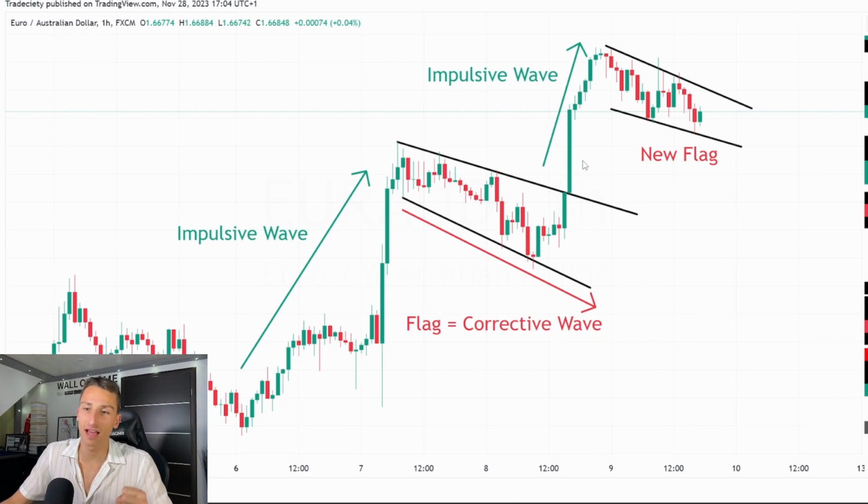Another mistake is ignoring volume. If volume increases during the flag, sellers might be getting stronger. And the last mistake would be chasing the breakout after it has already moved 50% of the measured target. It's completely useless, guys, to enter there or even later.